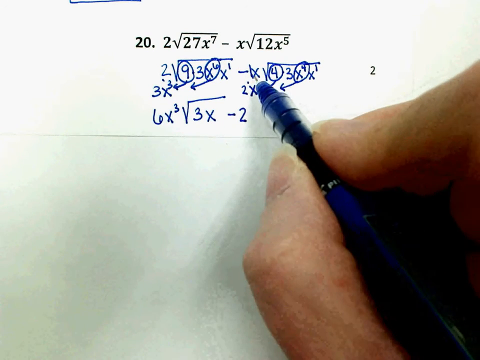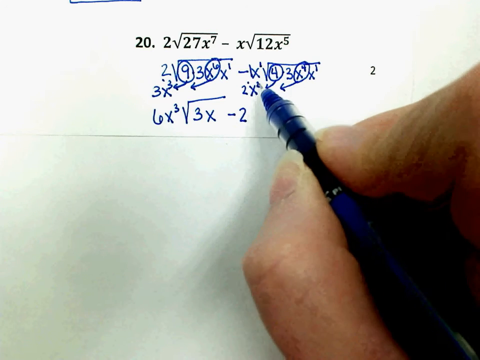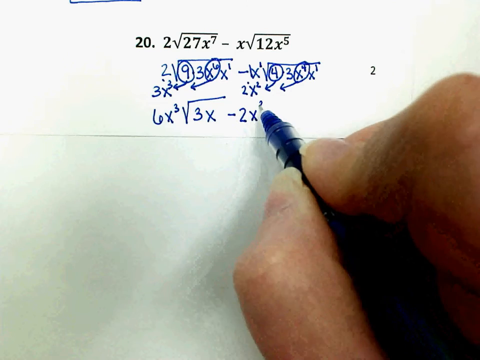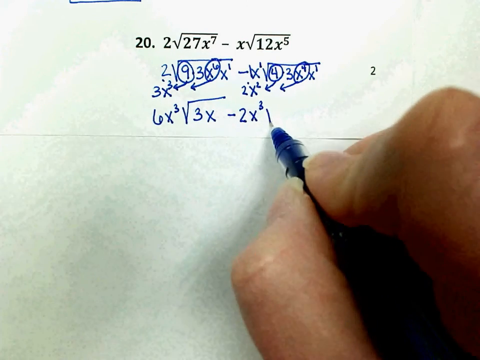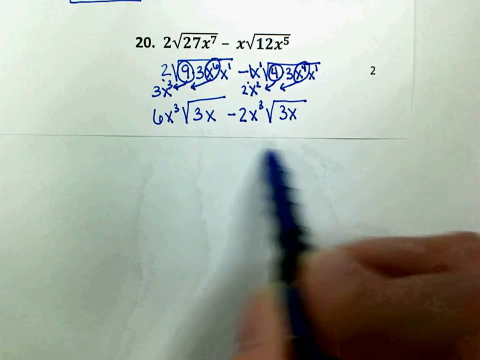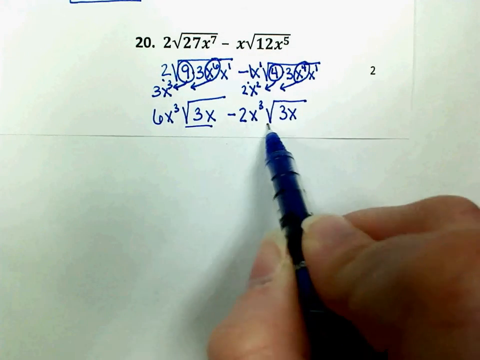When you multiply an x to the first power times an x to the second power, you add those exponents and get x to the third power. What's stuck under the radical is 3x. So now these are like terms. They're both a square root of 3x.